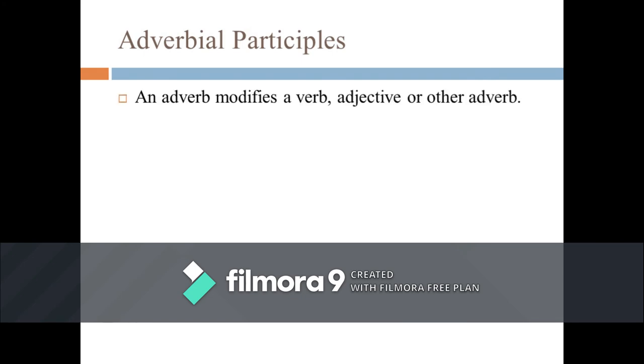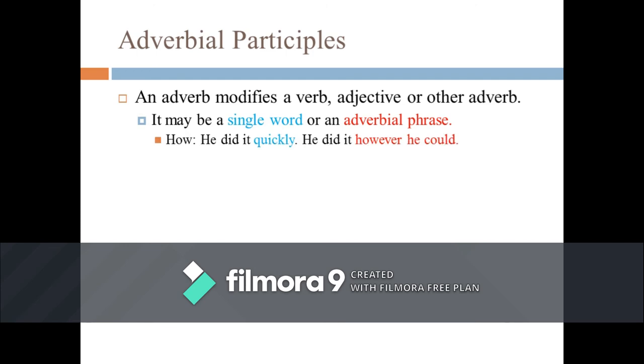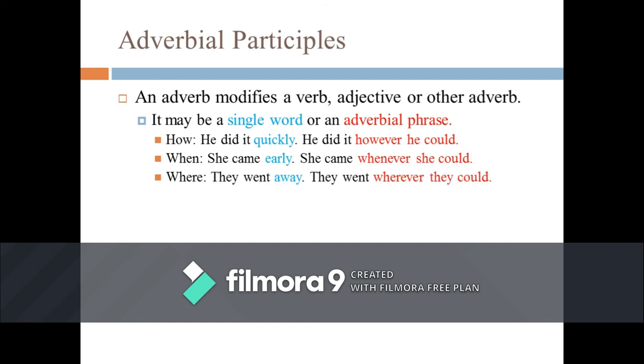Adverbial participles. An adverb is a word that modifies a verb, its main function, an adjective, or another adverb. An adverb may be a single word, or, and this is going to be very important to us, it may be an adverbial phrase. And the questions that it often asks are how. In this case, he did it quickly, single word. And an adverbial phrase, he did it however he could. When. She came early, and the phrase, she came whenever she could. And if you see the entire phrase, whenever she could, answers the question, when. Where, they went away, and the adverbial phrase, they went wherever they could.